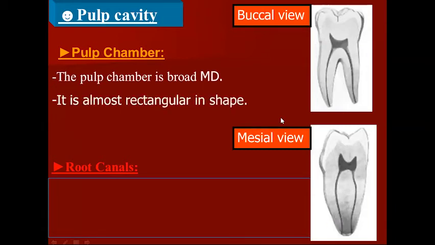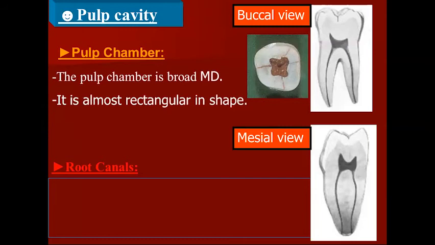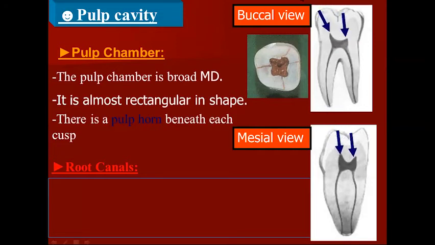It is almost rectangular in shape. There is a pulp horn beneath each cusp. This is the pulp horn. This structure is the pulp horn.